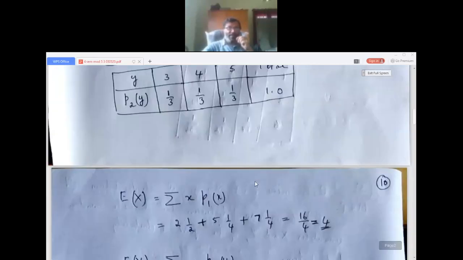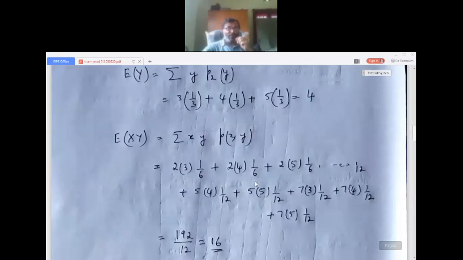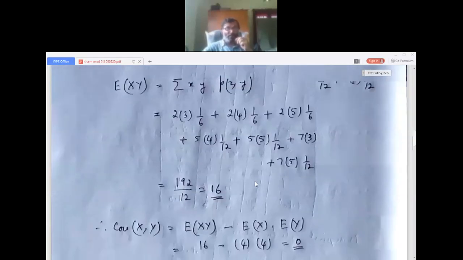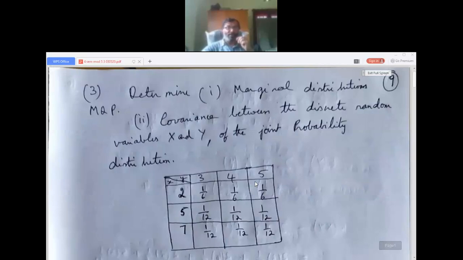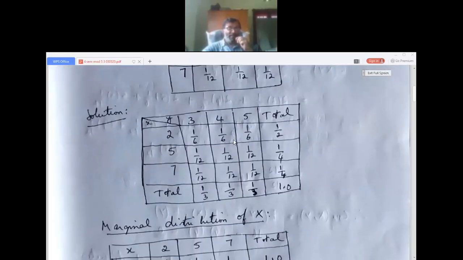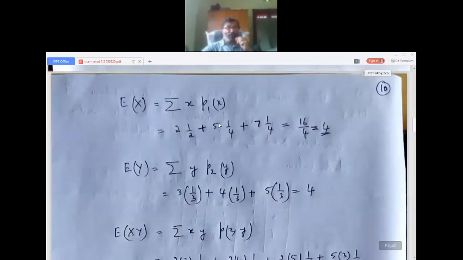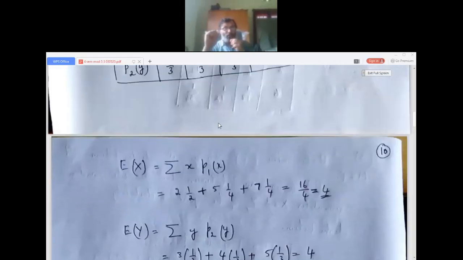Now we need these expectations: E of x, E of y, E of xy, and covariance. We need them because in the question they have asked for the covariance between the discrete random variables x and y of the joint probability distribution. So for the covariance formula we need E of x. The E of x formula is, remember, sigma summation of x into P1 of x.